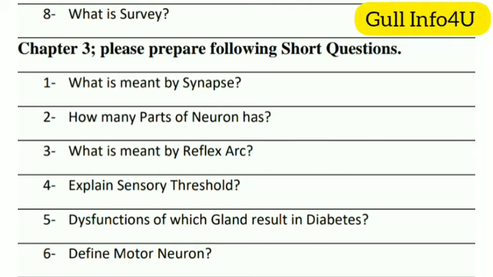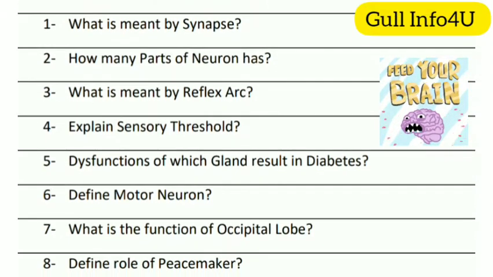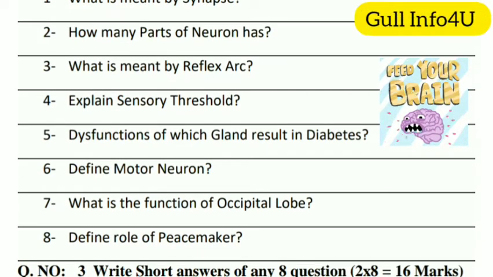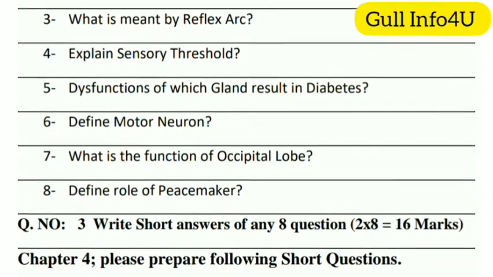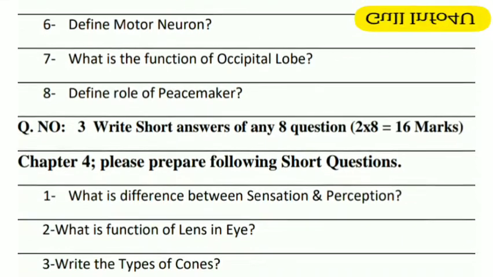Chapter 3, please prepare the following questions. 1, what is meant by synapse? 2, how many parts does a neuron have? 3, what is meant by reflex arc? 4, explain sensory threshold. 5, dysfunction of which gland results in diabetes? Number 6, define motor neurons. And number 7, what is the function of the occipital lobe? And number 8, define the role of pacemaker.